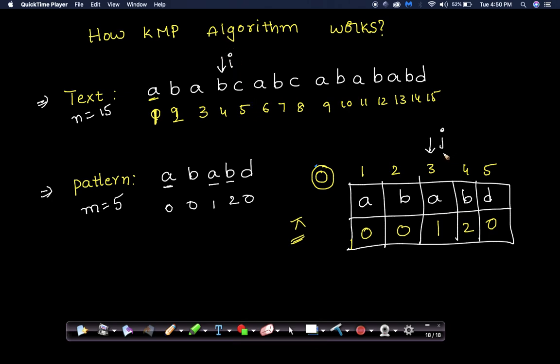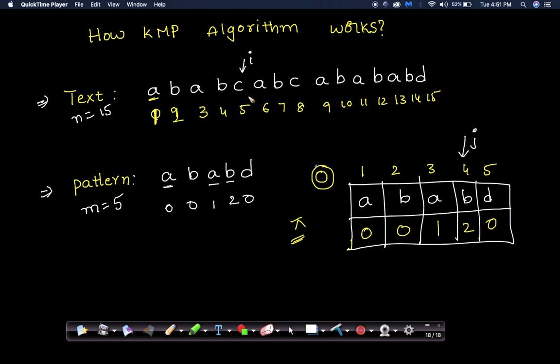Now again I am going to compare the j plus 1 index value, that is b, and the ith value, that is the value present at the ith index, is b. Yes, there is a match. Then we have to increment the value of i by 1. Right now I am at the fifth index. Then I am going to increment the value of j by 1 index. Right now I am at the fourth index of j.